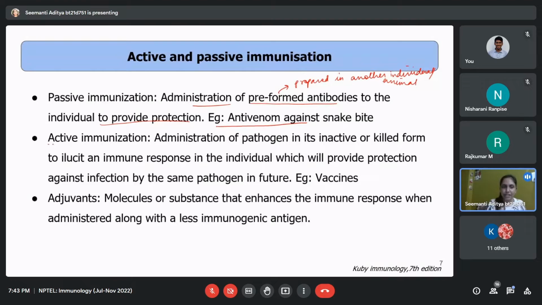Active vaccination or active immunization, on the other hand, is the administration of the pathogen itself in its inactive or killed form to elicit an immune response in the individual.